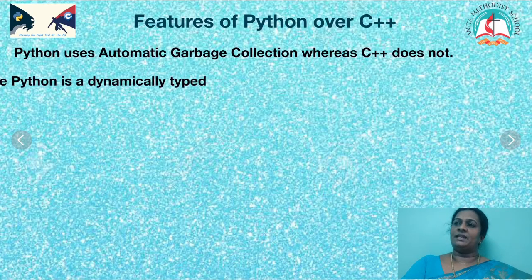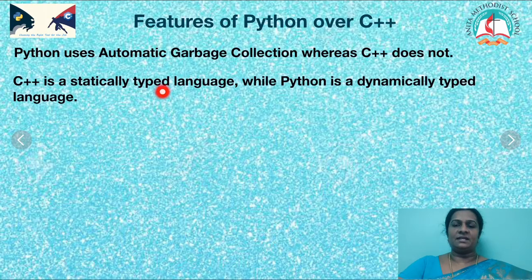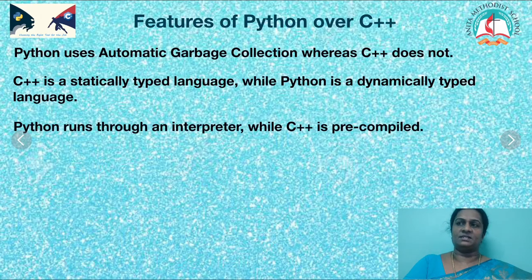And C++ is a statically typed language. I told you it is not a dynamic language, it is a statically typed language, while Python is a dynamically typed language. So obviously the users will go for a dynamic and not a static one. That is why the second feature is static and dynamic. Python runs through an interpreter, but C++ needs a pre-compiler. Here it has gone through an interpreter.